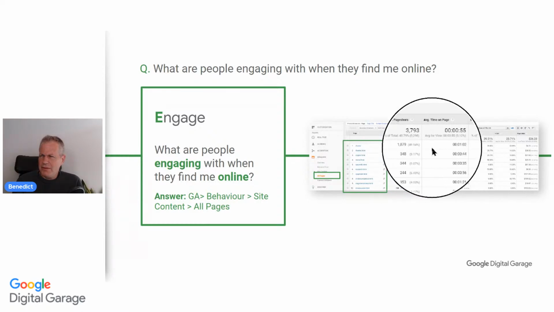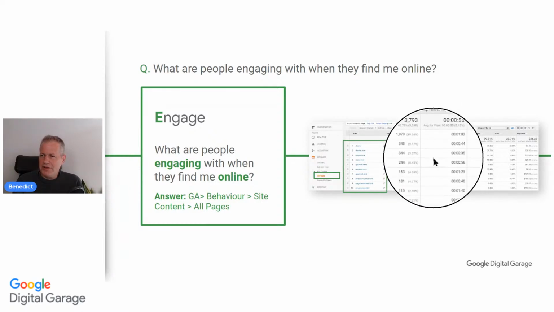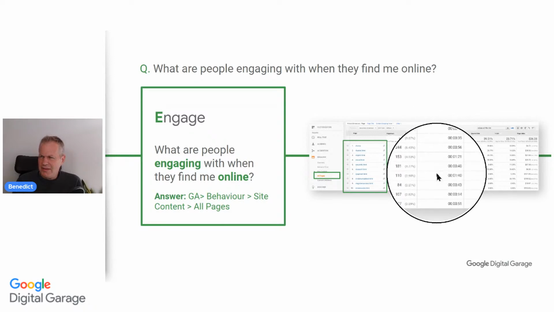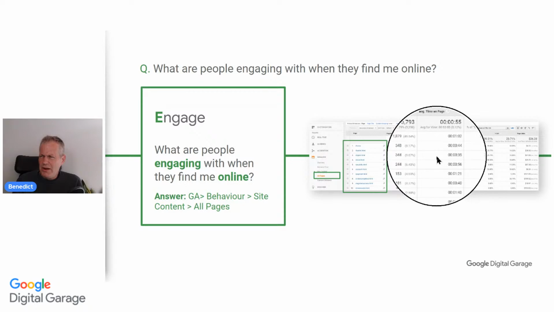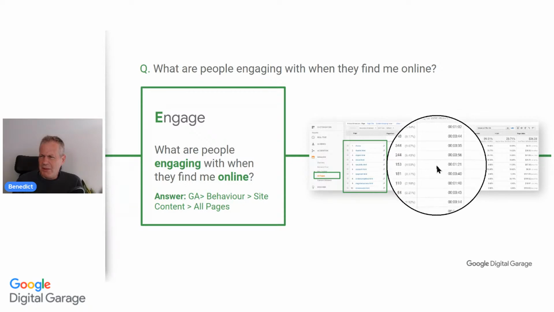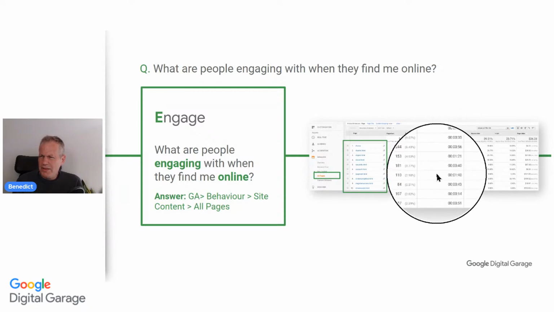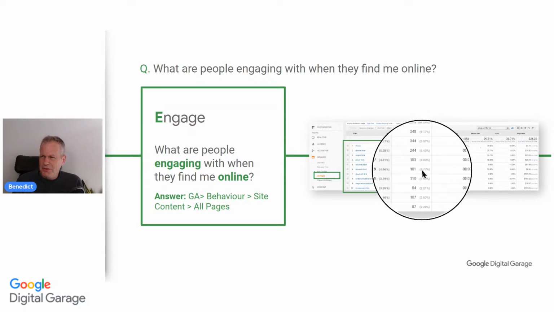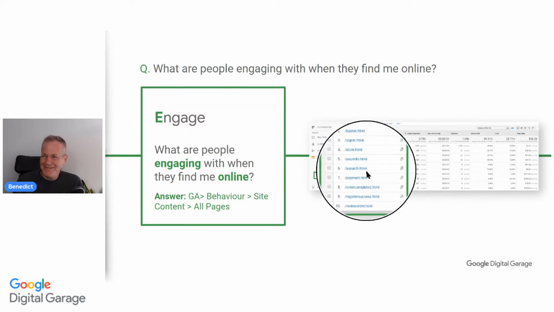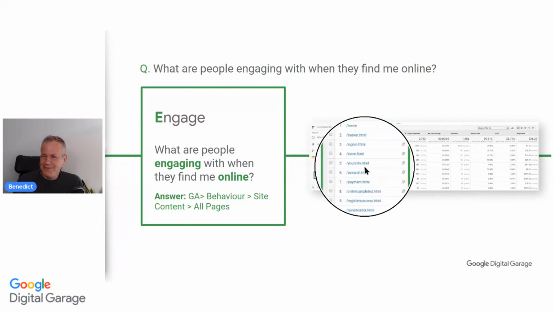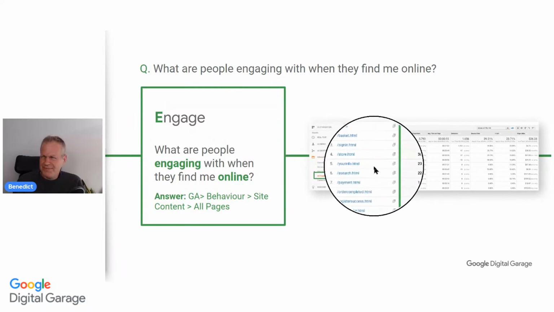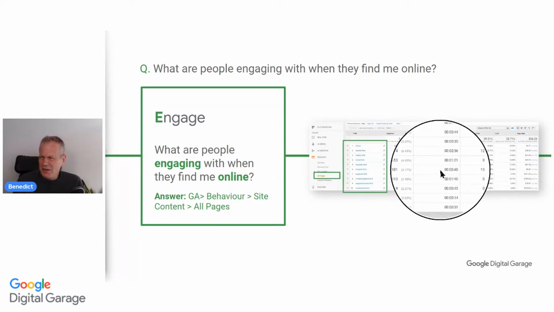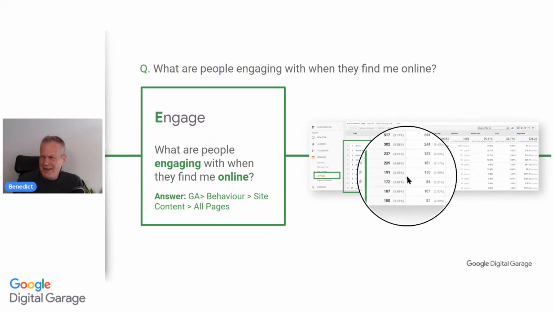So unique page views, average time. Now, this is quite interesting with the average time. If you have a look at these, where are they spending most of their time? Where are they spending most of their time? I'll move you across to help you. So you can actually see which one in particular.